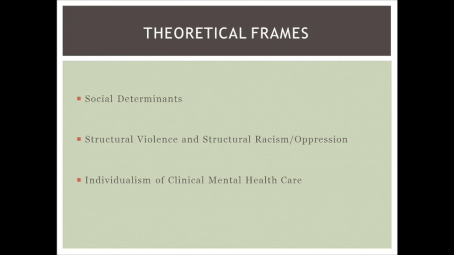Okay, I'm going to get back to my theoretical frame. These are a few ways of thinking about structure that can be useful in enabling clinicians to intervene on structures. One is a knowledge base on social determinants of health, which I keep referring to when I talk about health inequalities. The second is the concept of structural violence, which may be less familiar to clinicians, and which is very intimately tied to structural racism. And then the third is the individualism of clinical mental health.